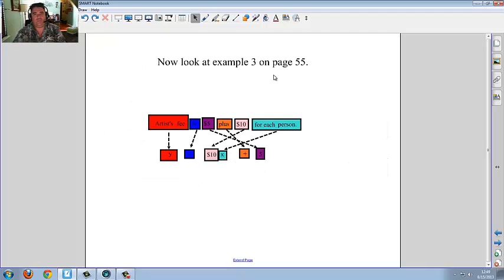Now, on example 3 on page 55, you have a word problem. Now, I realize that a lot of you aren't too comfortable taking a sentence and turning it into an equation. But this is a necessary skill, so we should take a look at it.